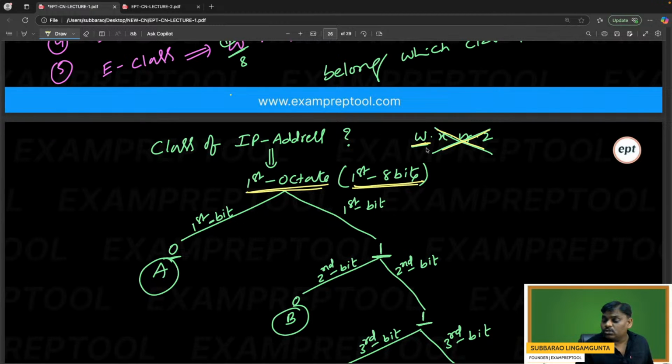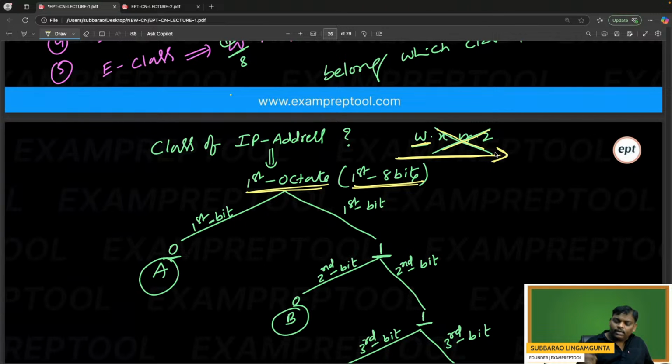Which side, sir? From the left side, not the right side. Left side, first octet means W. Just see only W. Look into the first 8 bits, which means look into W. In W also, not every bit. Look at the first bit.